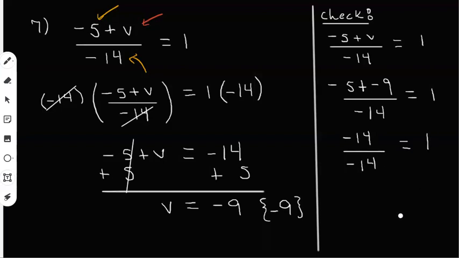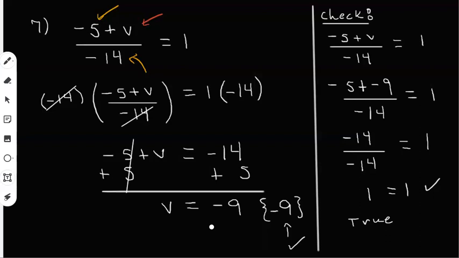And I should get 1. And indeed I do, because these negative 14s are going to cancel out to give me 1. So I get that true statement that I want. So that's how I know negative 9 is actually going to work for v. So negative 9 does belong inside of the solution set.